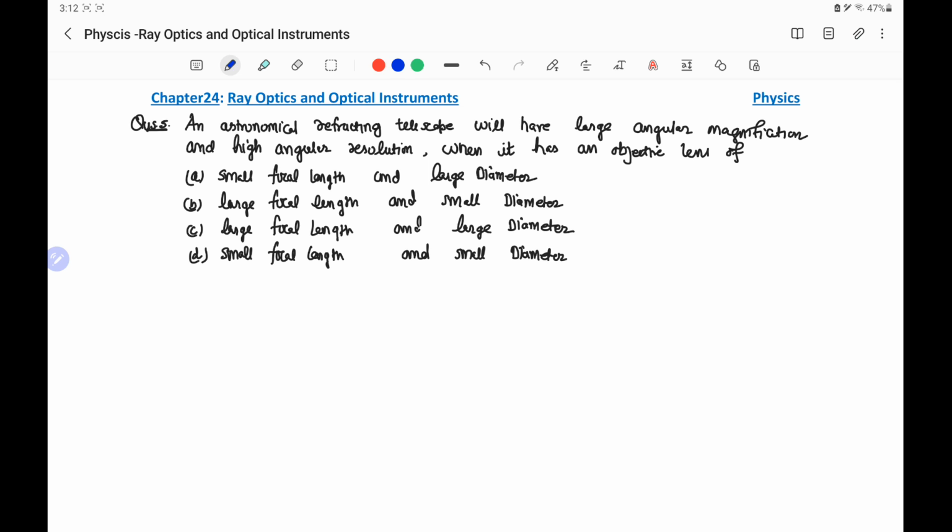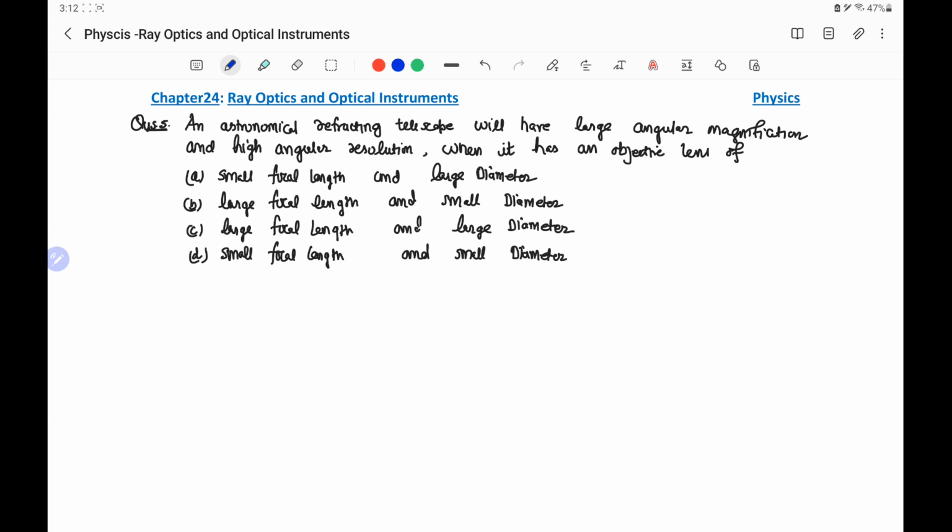Fifth question is, an astronomical refracting telescope will have large angular magnification and high angular resolution when it has an objective lens of, options are small focal length and large diameter. Option B is large focal length, small diameter. C is large focal length and large diameter. And option D is small focal length and small diameter.